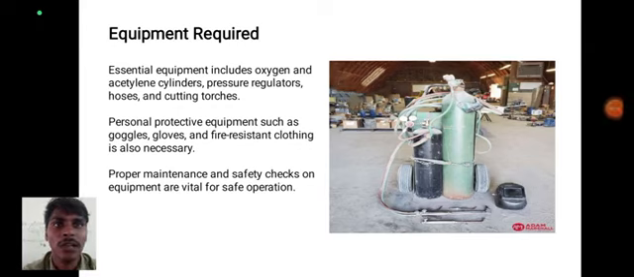Equipment required. Essential equipment includes oxygen and acetylene cylinders, pressure regulators, hoses, and cutting torches. Personal protective equipment such as goggles, gloves, and fire-resistant clothing is also necessary. Proper maintenance and safety checks of equipment are vital.